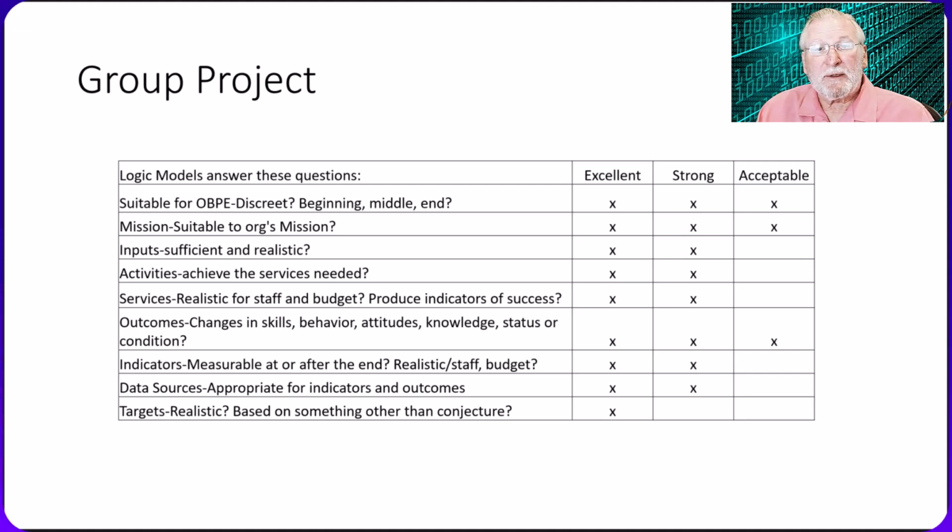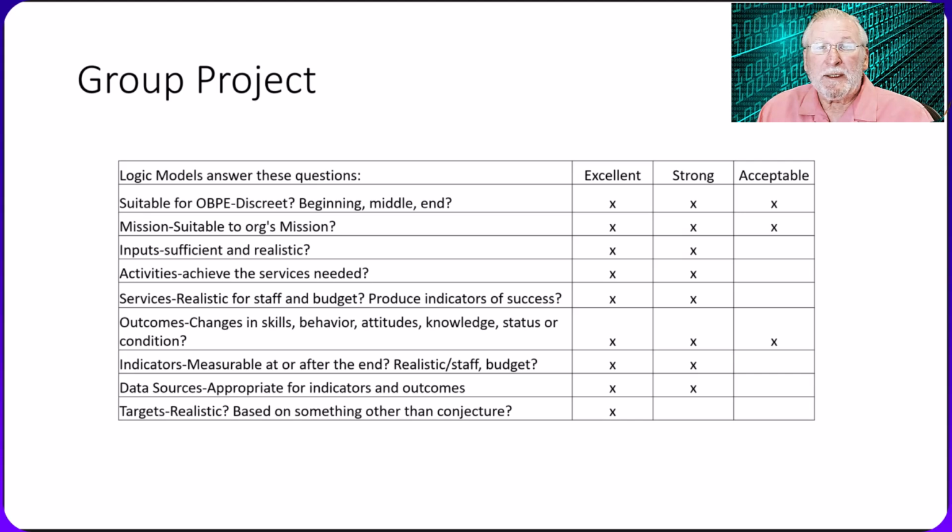First, does your project have a discrete beginning, middle, and end? Second, does your project align well with the organization's mission? Third, will the inputs, or what you will put into the project in terms of staff, money, and resources, be sufficient and realistic to accomplish what is proposed? Fourth, will the activities achieve the services needed? That is, will the project do what you say it will do? Fifth, will the project make a difference? That is, will there be changes in the skills, behavior, attitudes, knowledge, status, or condition of the target audience?